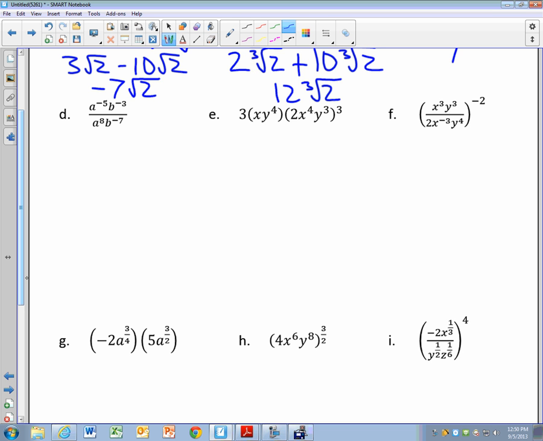These parentheses around the 2, x to the 4th, y to the 3rd, those are important. Those cannot be moved. True or false? True. True or false? The parentheses around the x and the y to the 4th, those are important. They can't be moved. False.